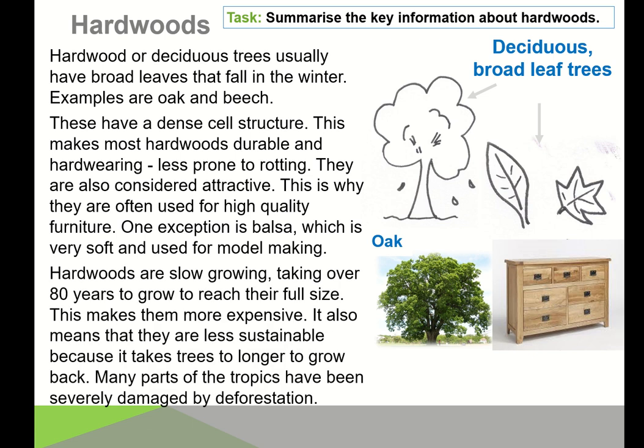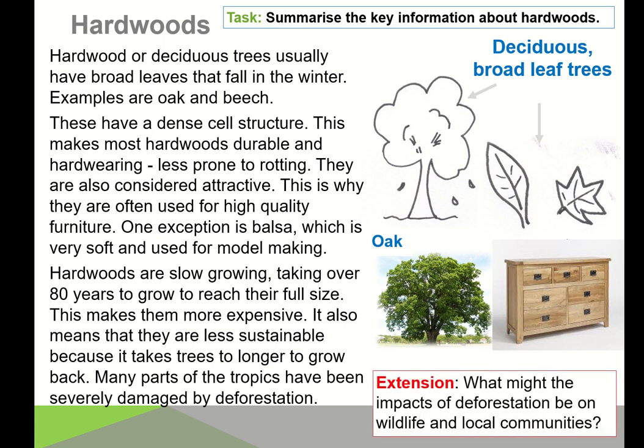Hardwoods are slow growing, taking over 80 years to reach their full size, and this makes them more expensive. This also means that they're less sustainable because it takes the tree longer to grow back. Many parts of the tropics have been severely damaged by deforestation. Little challenge task, I want you to think, what might be the impacts of deforestation on wildlife and communities?